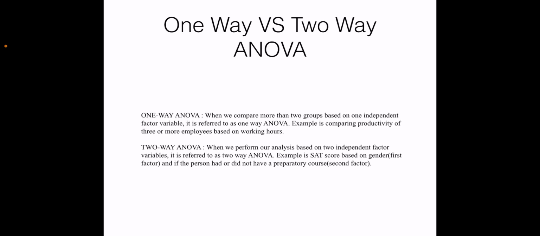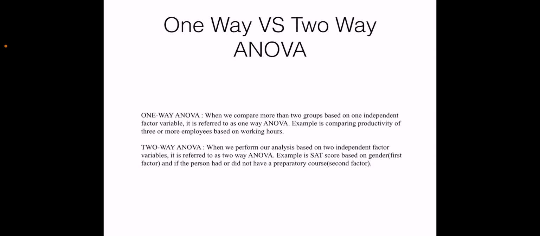So there are two kinds of ANOVA, one-way ANOVA and two-way ANOVA. One-way ANOVA is used when we compare more than two groups based on one independent factor variable. An example is comparing the productivity of three or more employees based on their working hours.